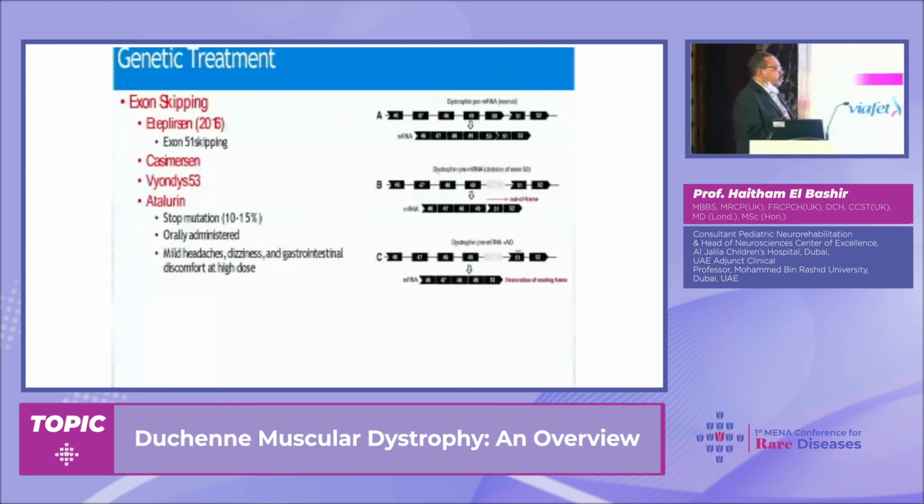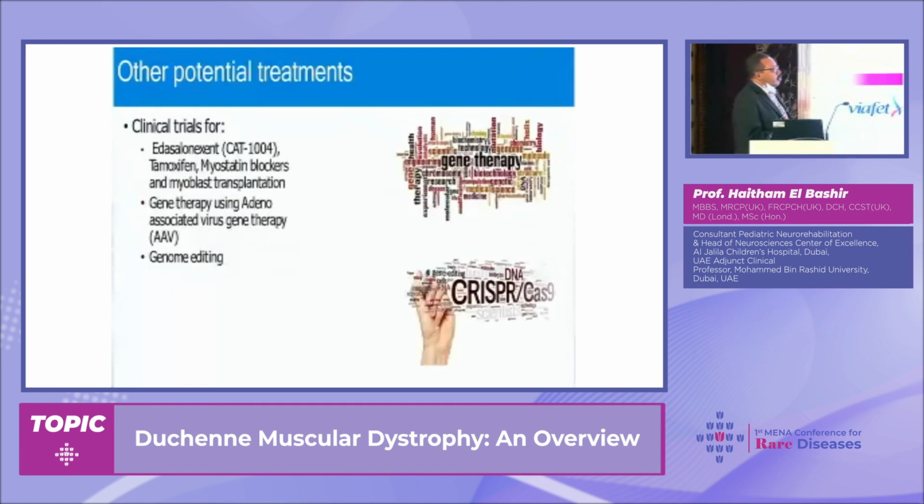We currently have 2 children on casimersen. One of them is ambulant, and the parents have noticed significant improvement. The other one is non-ambulant. The parents did not see much improvement, but the child feels much better. And there is always future potential for treatment.